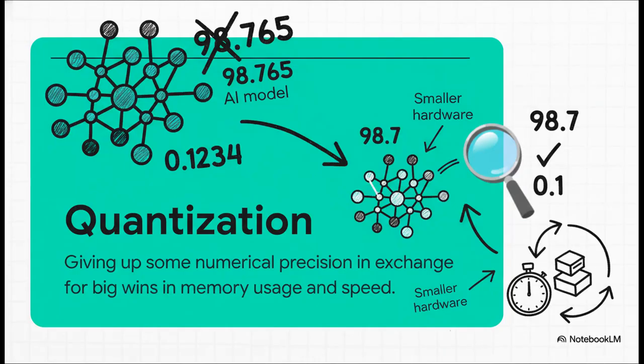So what's really going on under the hood is we're making a deliberate trade-off. We're giving up just a little bit of numerical precision in the model's brain, you could say, for these huge wins in memory and speed. And, when you do it right, that little dip in quality is almost impossible to notice.